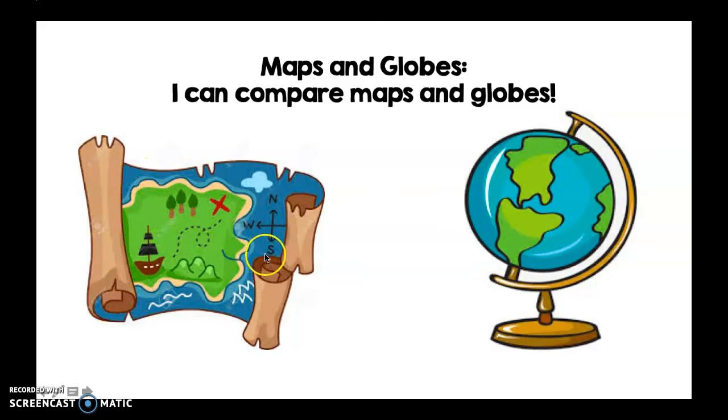So we learned about maps and globes and we compared maps and globes. We noticed how maps can show us how to get places. They have a compass rose to show us the cardinal directions. They might show roads. They're flat. They show land and water. And we learned that a globe, also just like a map, shows land and water, but it's more of a model and it's something that spins. It's not flat. It's in the shape of a sphere like the planet Earth.